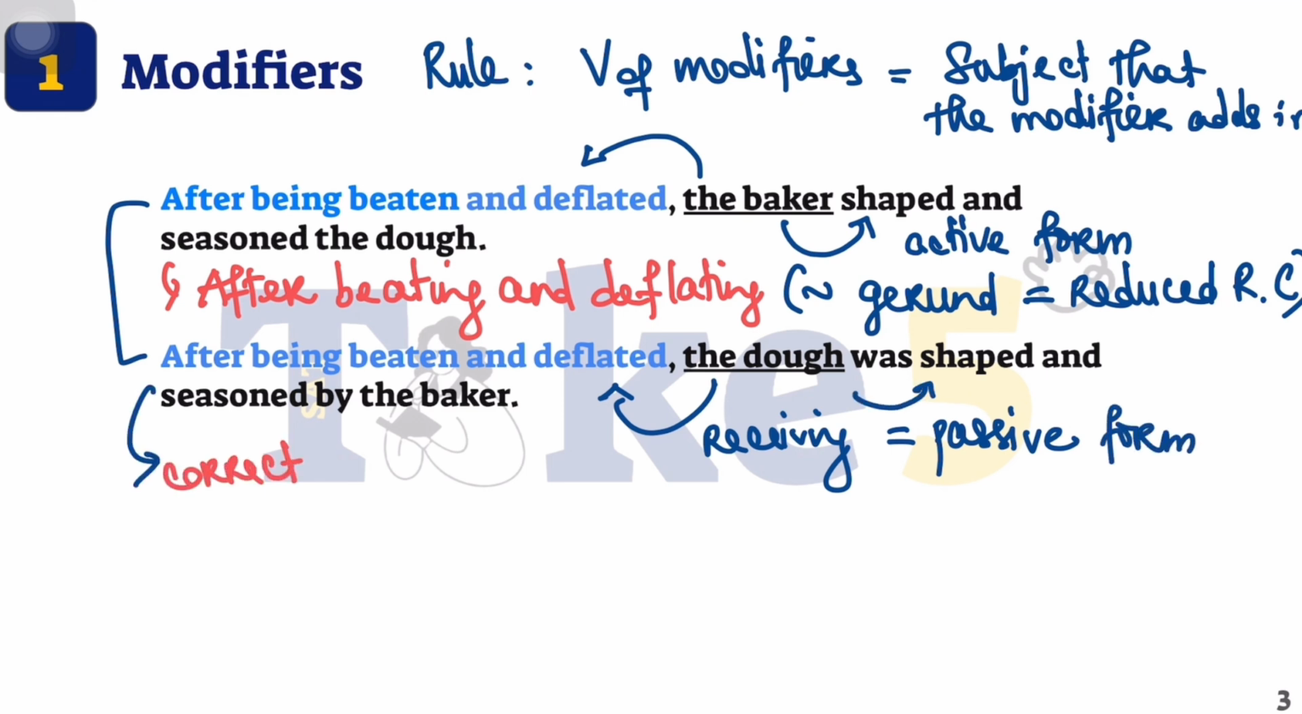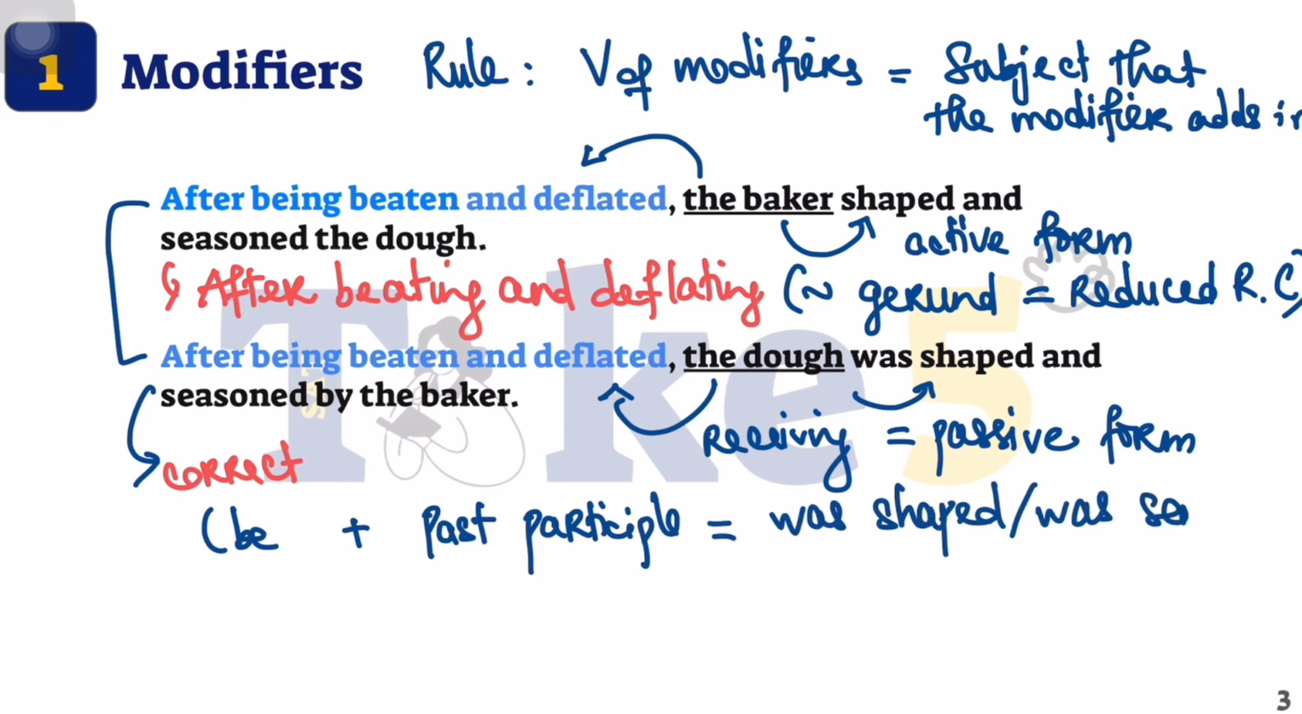So, being beaten and deflated are correct in this case because the combination of a to be verb and a past participle verb like this agrees with such passive form of was shaped and was seasoned. Or this being is parallel to was, to show the agreement of the same subject, the dough.